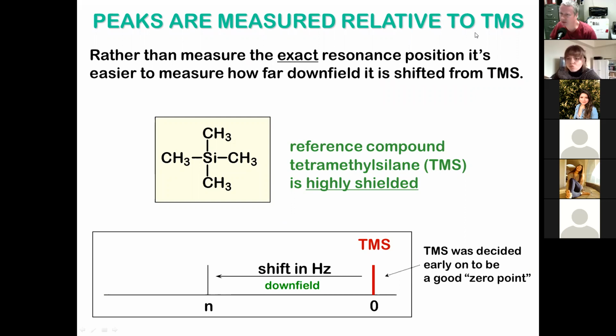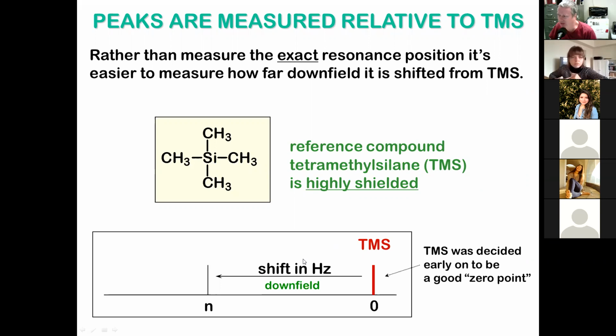First thing, peaks are measured relative to TMS. TMS is tetramethylsilane. It's silicon with 4 methyls. So it's a 0 point. TMS comes at 0. When NMR was created, people said, well, we need a 0 point. So TMS was found to be a good place to define 0 to be.